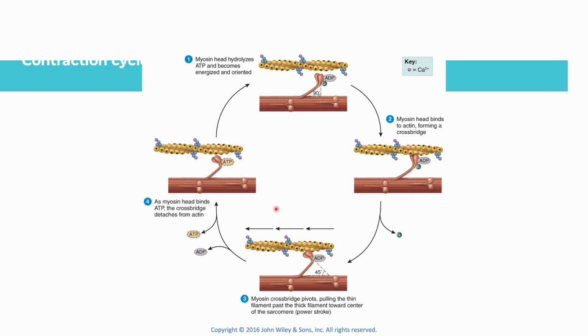In the last step, the detachment of myosin from the actin. So over here, at the end of this power stroke, notice that the cross bridge remains firmly attached to the actin. And this will be the case until it binds another molecule of ATP. So as the ATP binds to the ATP binding site on the myosin head, it detaches from the actin.